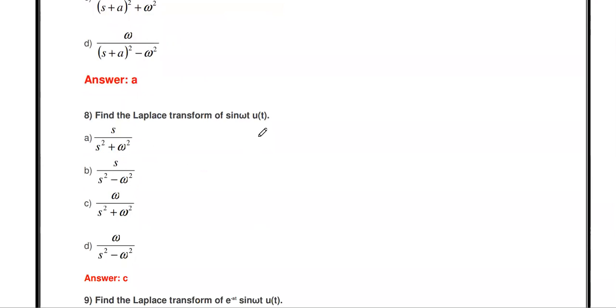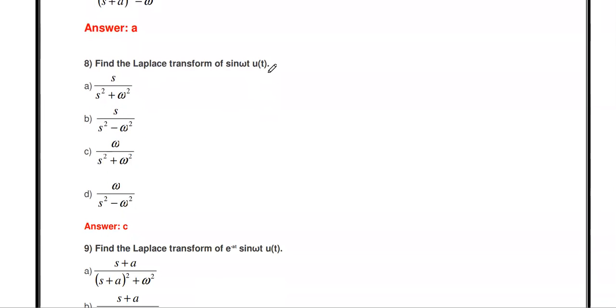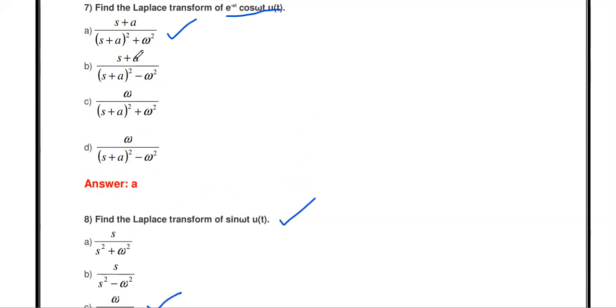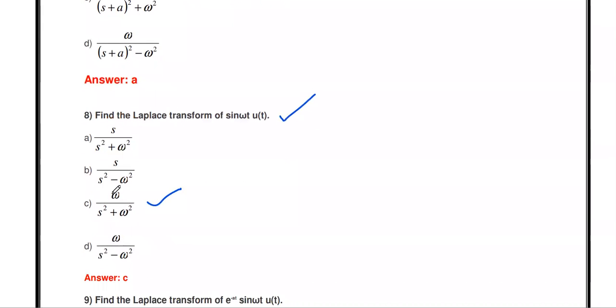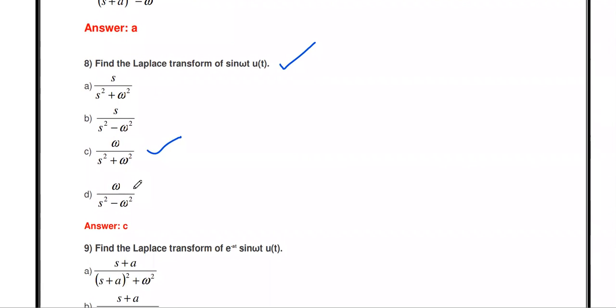Similarly, the next question: find the Laplace transform of sine omega t. The Laplace transform of sine omega t is omega divided by s squared plus omega squared. So in sine omega t and cos omega t, the denominator is the same. The numerator is different. In cos omega t, it is s. In sine omega t, it is omega. So omega by s squared plus omega squared. So you have to remember the standard answers.